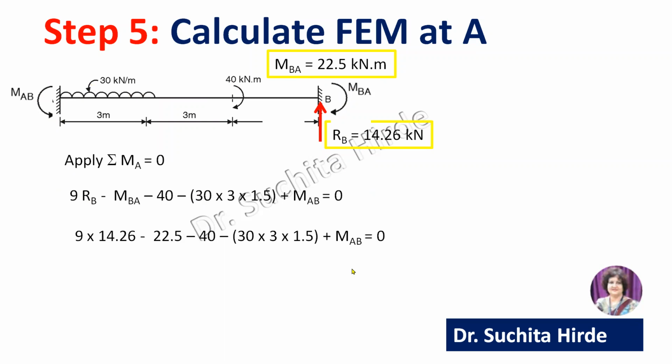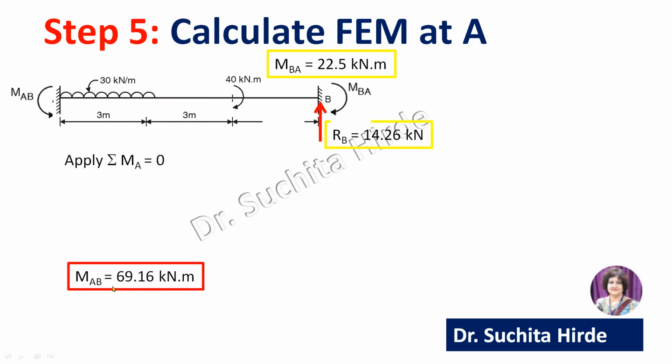If you solve and simplify this, you will get MAB is equal to 69.16 kilonewton meter. So applying the equilibrium condition at A, summation MA is equal to 0, we get the moment at A, whose far end is B, as 69.16 kilonewton meter, which is hogging. And we have already calculated MBA, that is 22.5 kilonewton meter. Once you get the moment, then you can draw the bending moment diagram as explained in method number 1.